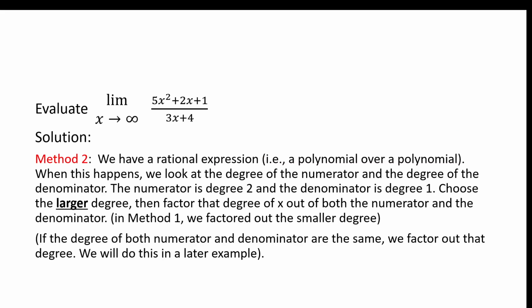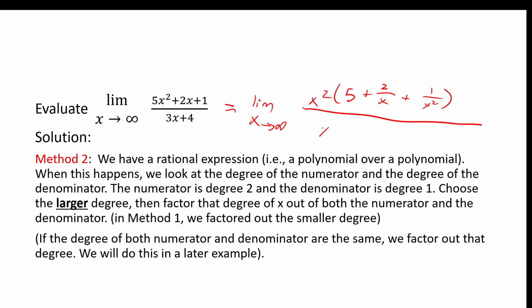Now, in method 2, half the people do what we just did there, which is where we factor out the smaller degree, which in that case was degree 1. But the other half of people factor out the larger. So what the other half of people do is they'll factor x squared out of top and bottom. Now, when you do that, you end up with this expression, and underneath you end up with this expression.